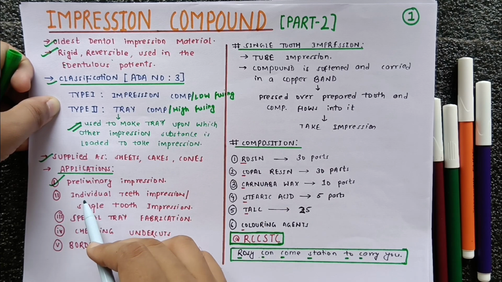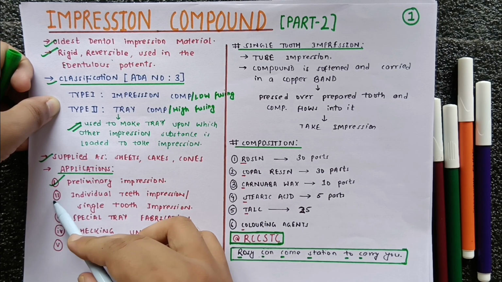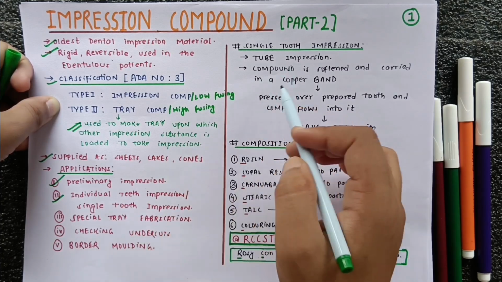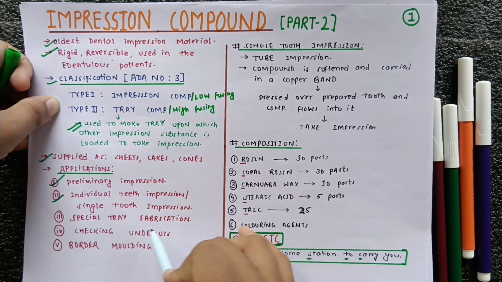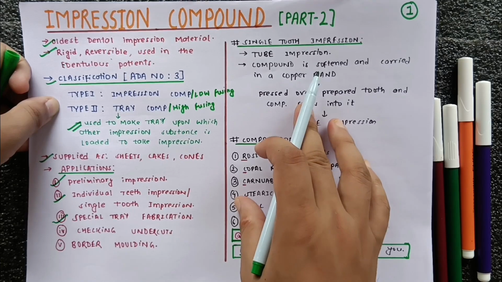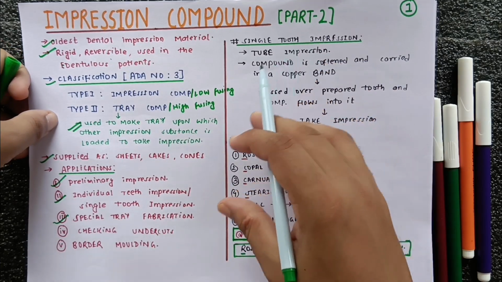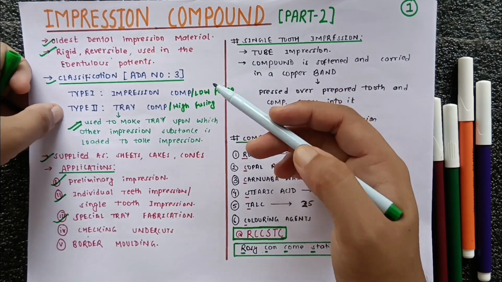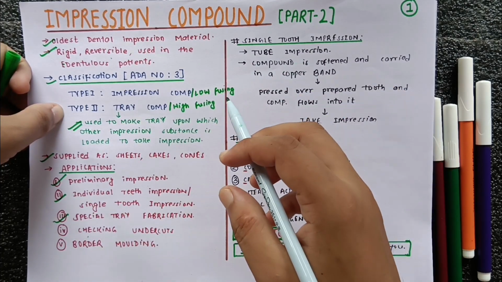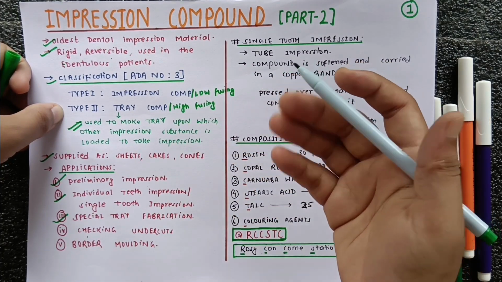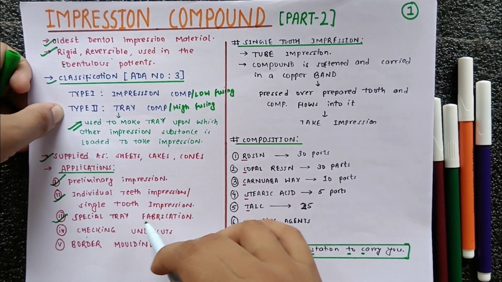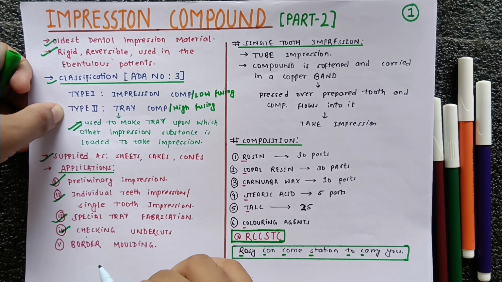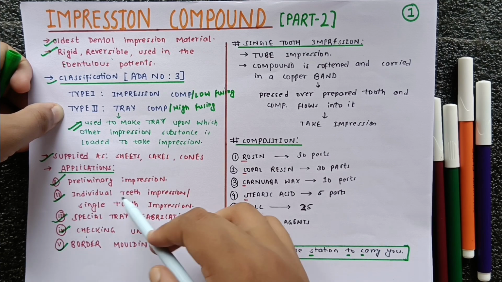After that, individual tooth impression or single tooth impression, which I will explain here. After that, special tray fabrication. As I have told, custom tray, or special tray fabrication, means this tray compound is used for making the trays, upon which the impression material is loaded and the impression is taken. After that, checking the undercuts and the border molding. So these are the applications.